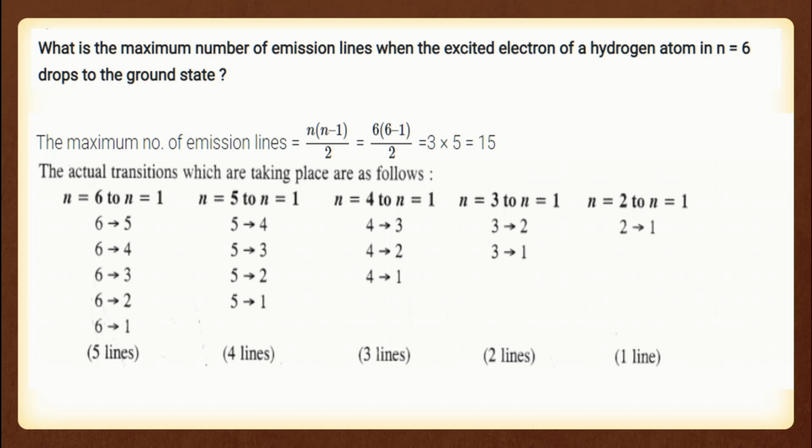And n = 3 to n = 1, which is third to second and third to first orbit, which corresponds to 2 lines. And n = 2 to n = 1, which is from second to first orbit, which corresponds to 1 line.